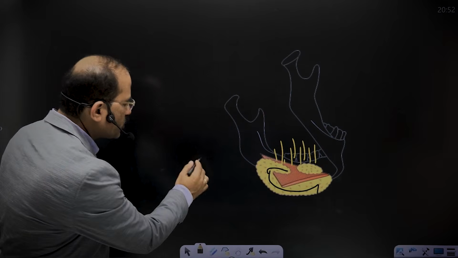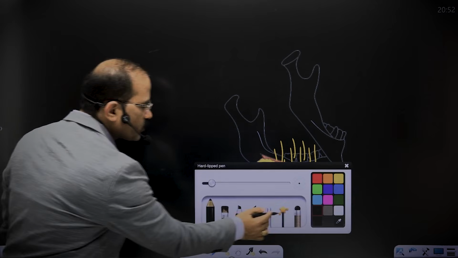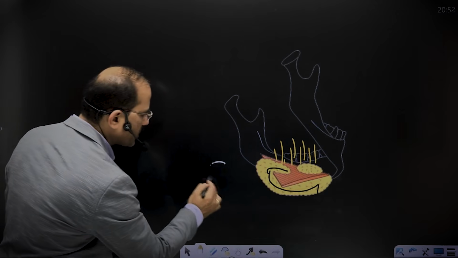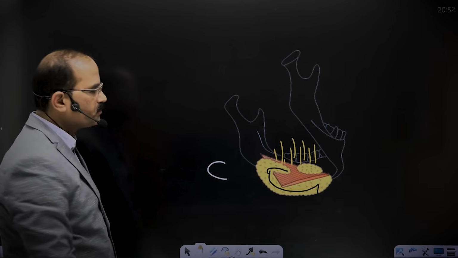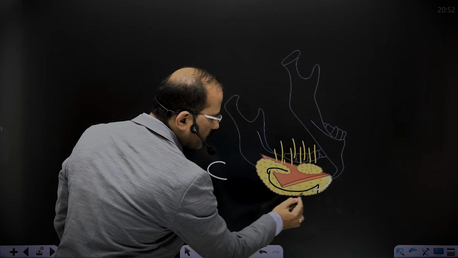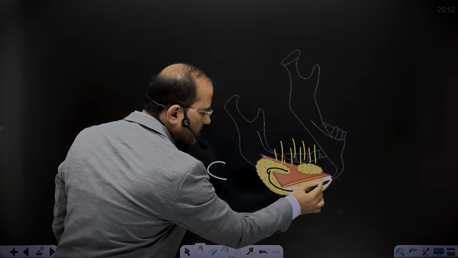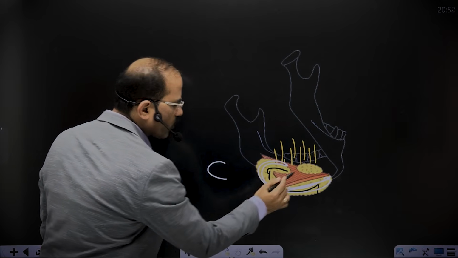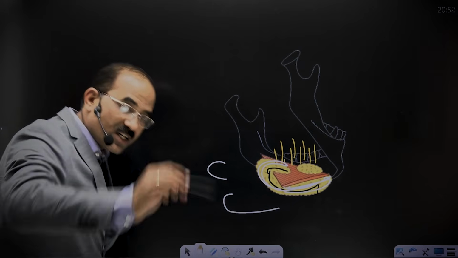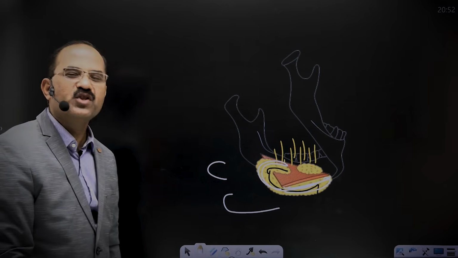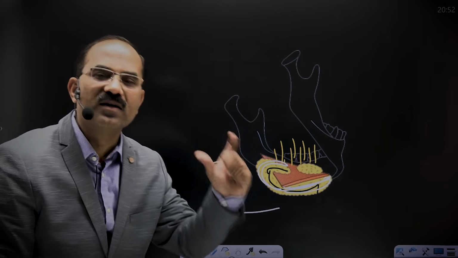So how is the shape of the gland? You would say it's C-shaped. No, it's not C-shaped. Why? Because the superficial part of the gland is long. The superficial part is long and the deep part is very short. So this becomes a J-shaped gland. J-shaped. That's the submandibular gland, right?